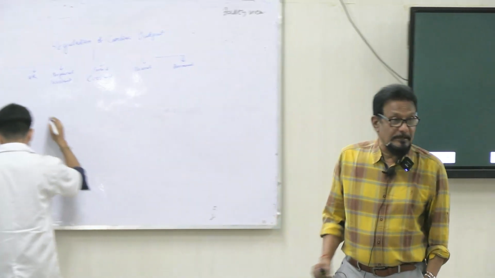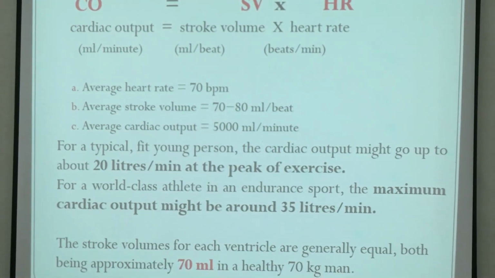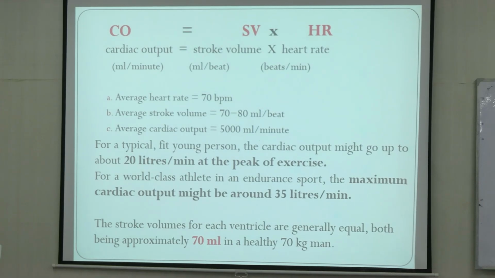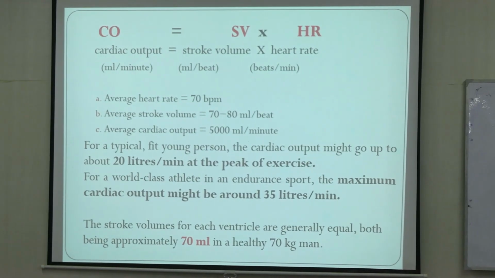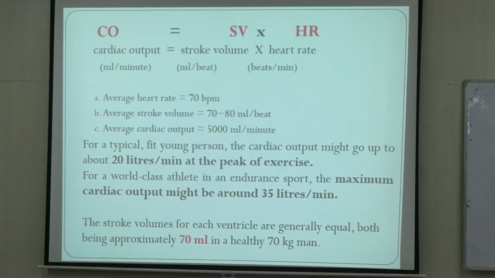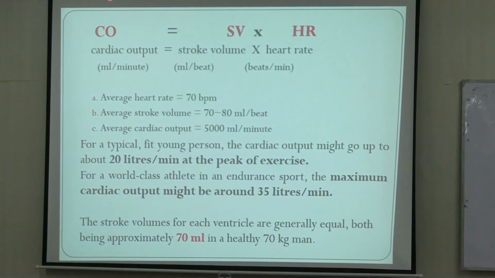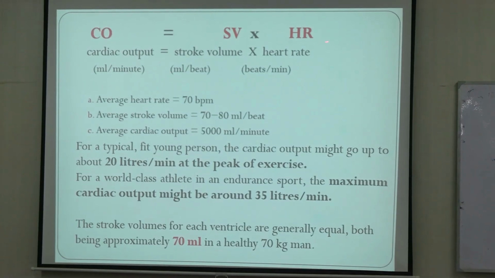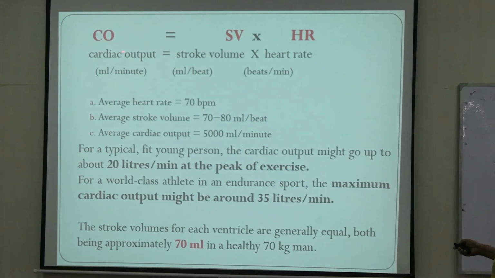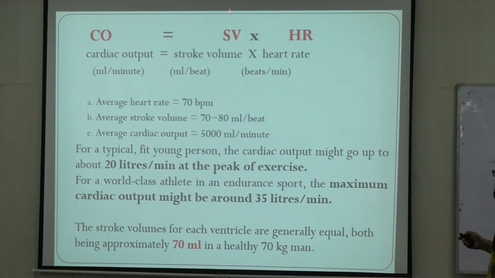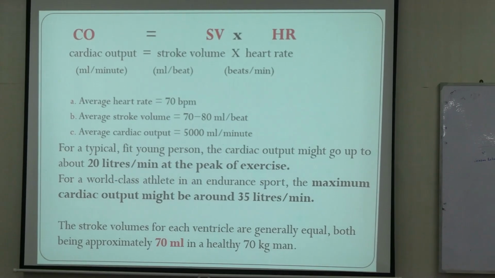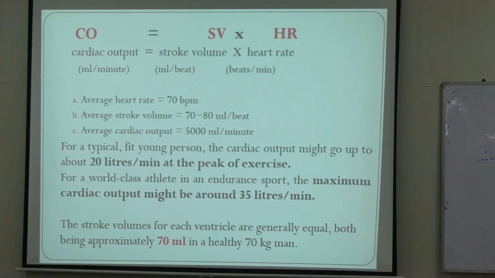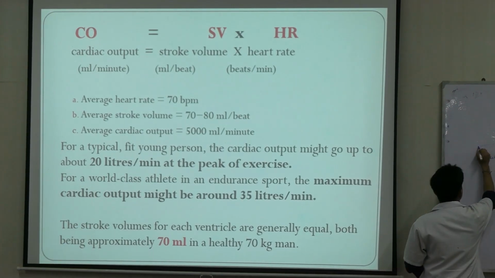So minute volume depends on two things. One is stroke volume, another is heart rate. If heart rate is increased, then minute volume is going to increase. Since cardiac output is the product of both, if either increases, then cardiac output will be increased. If stroke volume is increased, then also cardiac output will be increased. Cardiac output is the product of stroke volume and heart rate.